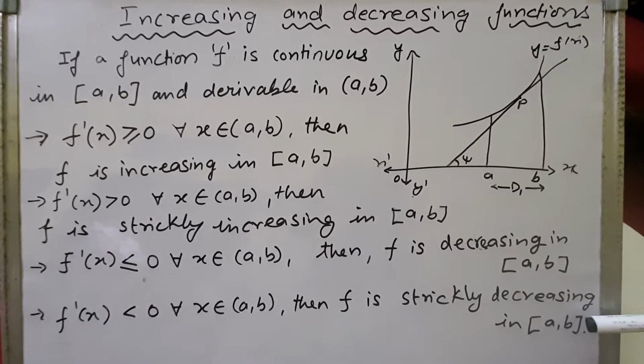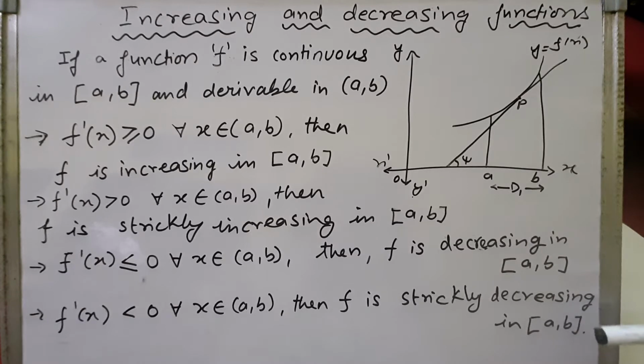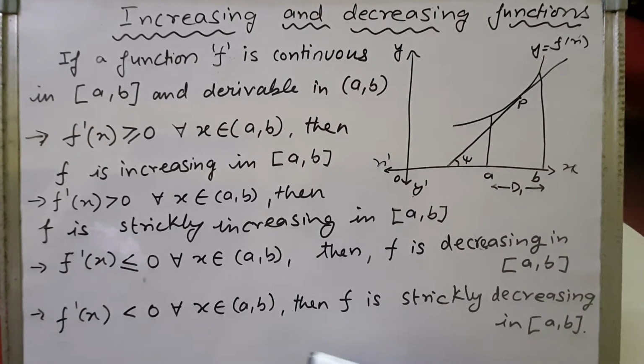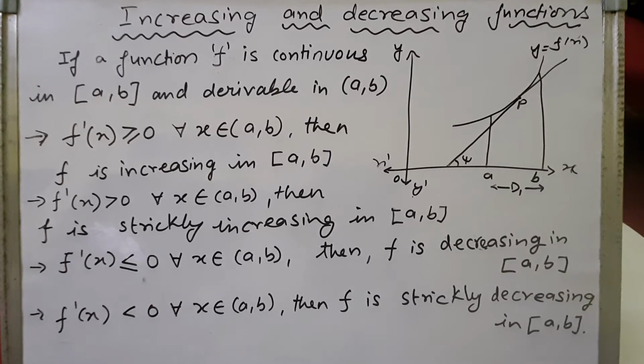Okay, and the last condition says that if f dash x is less than 0 for all values between a comma b, then f is strictly decreasing in the closed interval a comma b, right, children? So when the slope becomes either less than 0 or equal to 0, then the function will be decreasing. When it is always less than 0 for all values lying in the given interval, then the function will be strictly decreasing.